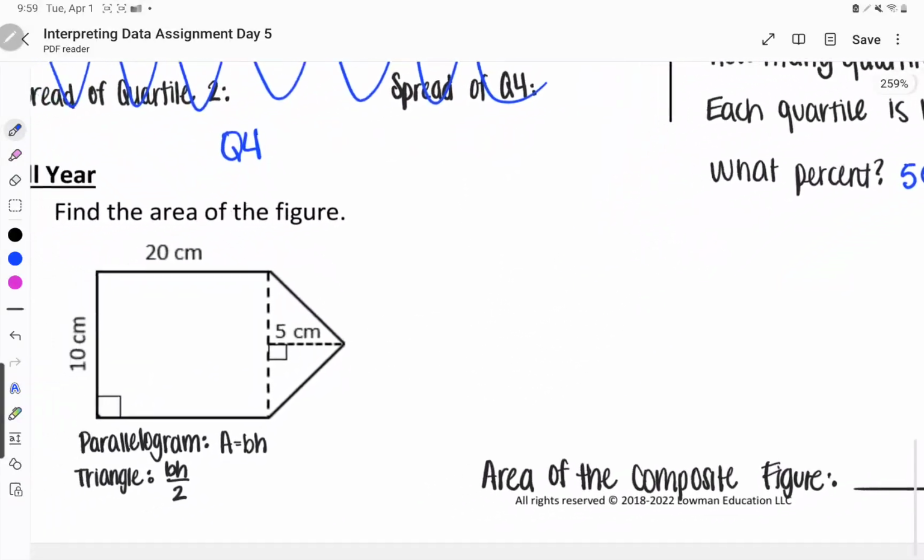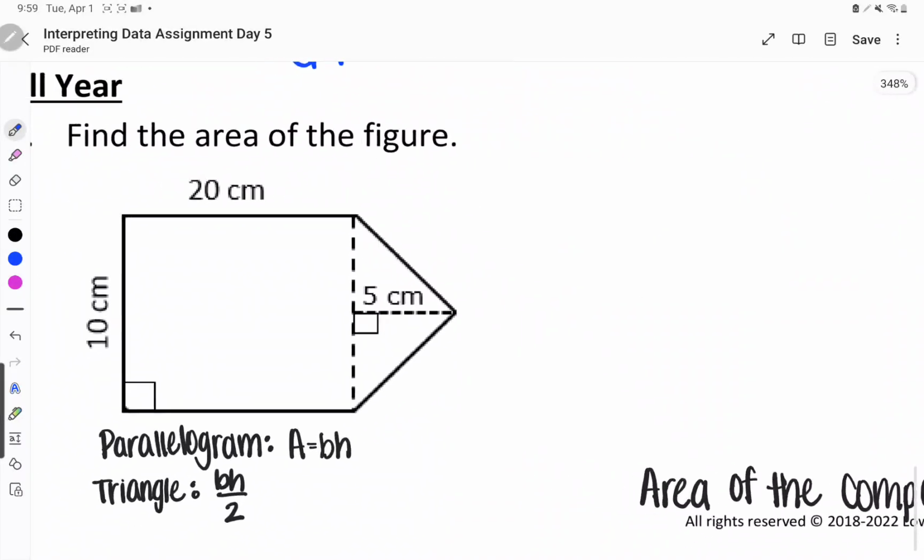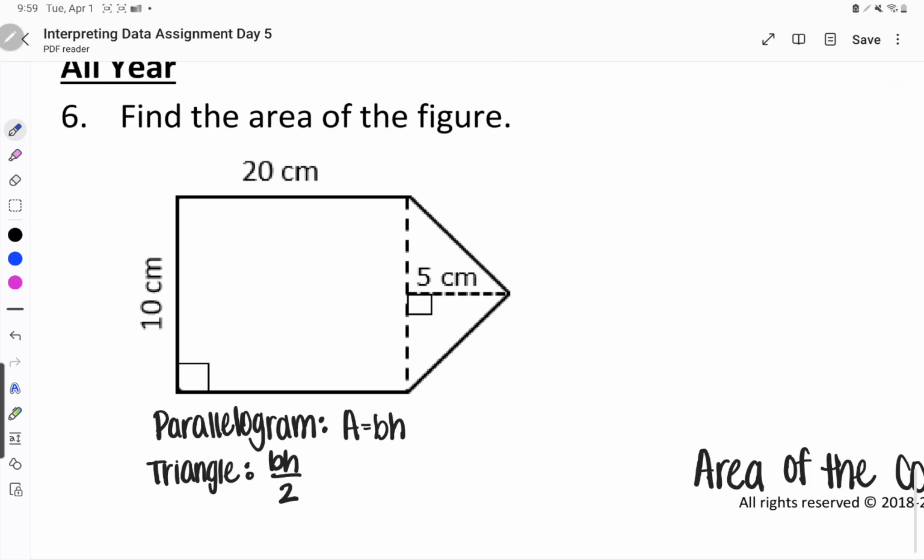The last little bit right here tells me to find the area of the figure. Now the first thing we do is we always write down our formula, so let's look at our parallelogram first. My formula for a parallelogram is area equals base times height, and so what would I plug in for this? I would do 20 times 10. And what is 20 times 10? That gives me 200.